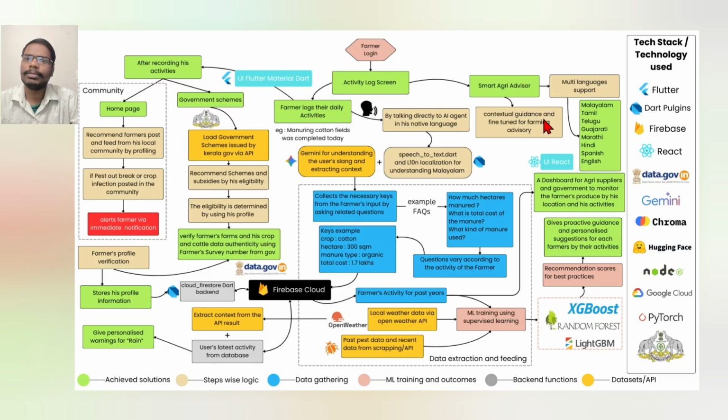From that, let me tell you the goal solutions we achieved one by one. We provide multi-language support in his native language and give him advice, personalized guidance by his activity and the local data. On top of that, we give them push notifications and immediate alerts in case a crop disease or pest outbreak happens locally.